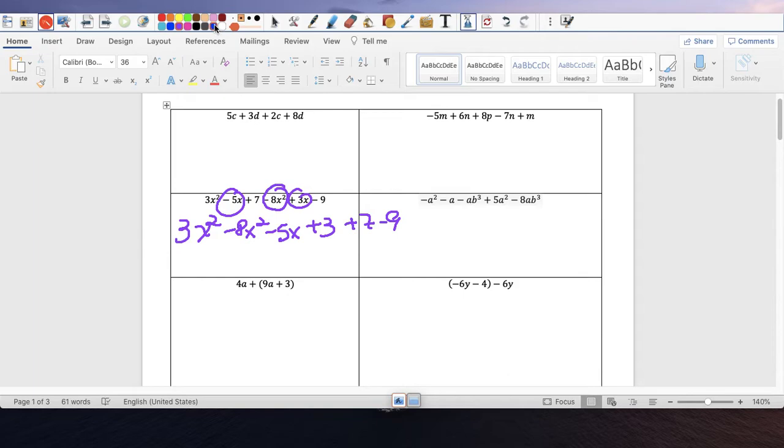So now it becomes super easy. 3 minus 8 is negative 5x squared. Then minus 5x plus 3x, and you have to really be careful with the sign, which gives us minus 2x. And 7 minus 9 is negative 2.